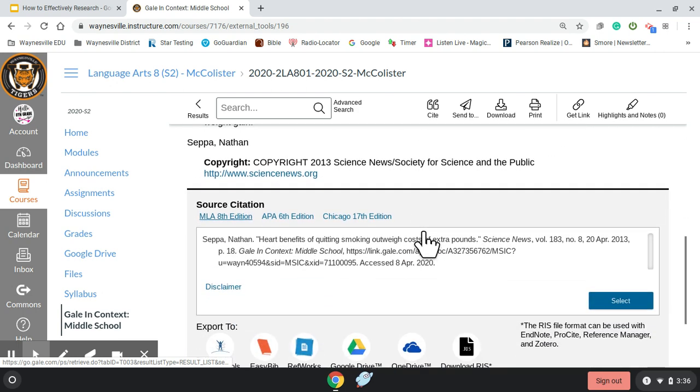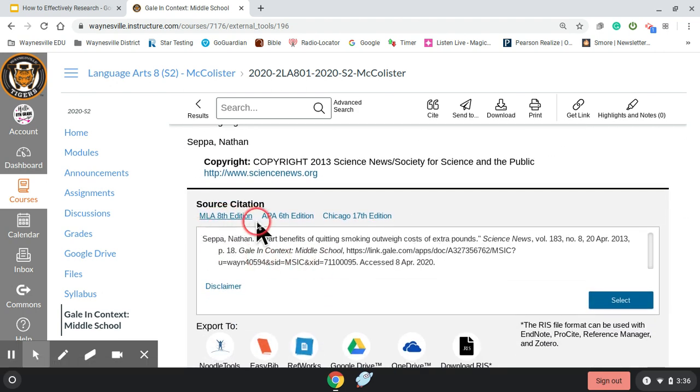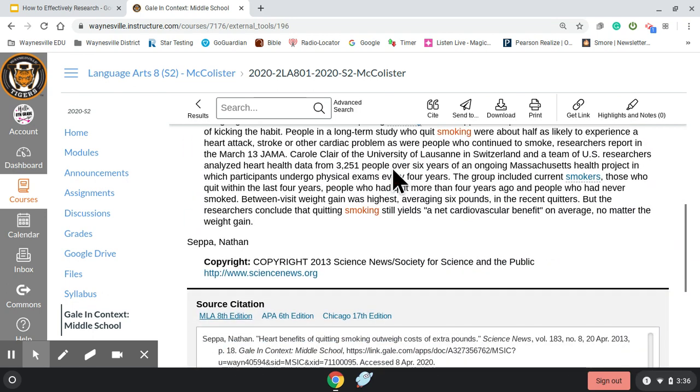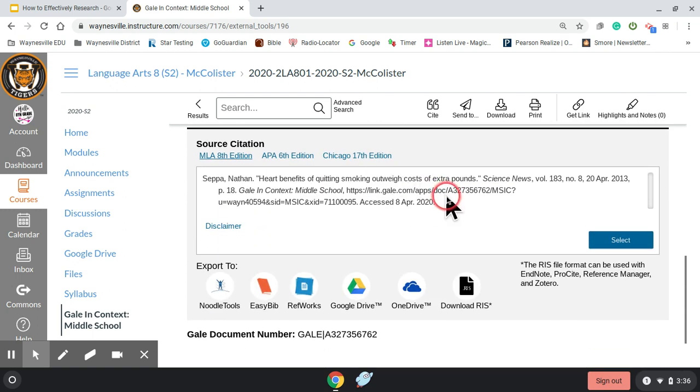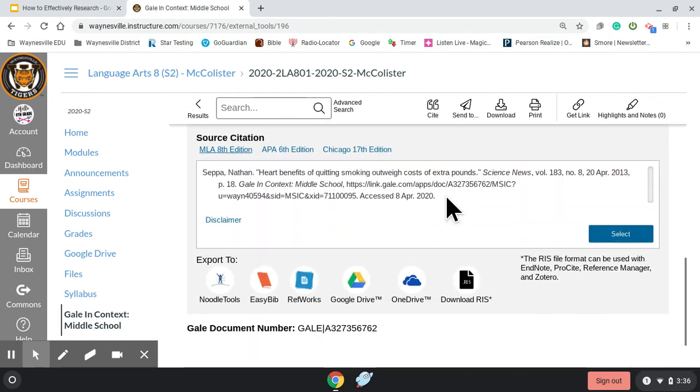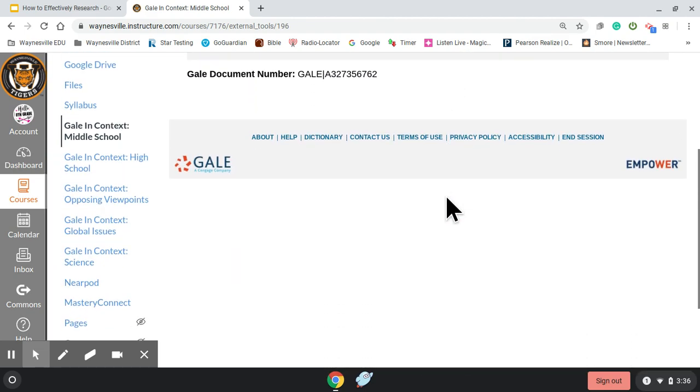Okay. And notice here the automatic MLA citation, the format. So once you have your article, if this is an article that you feel like you can use, then you come down here, copy and paste it, and put it in your Google Doc. And ladies and gentlemen, this is how you navigate and use Boolean terms in Gale.